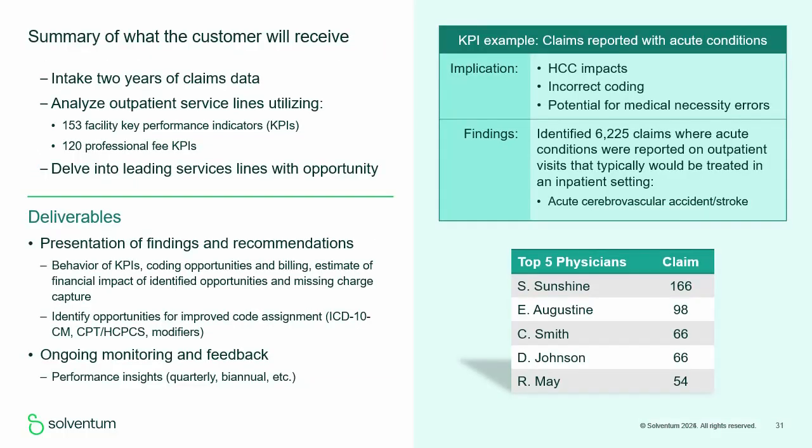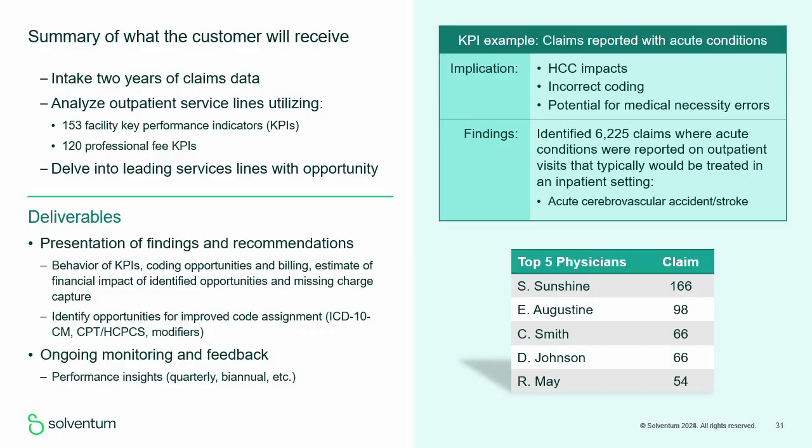This Solventum approach, what does the customer actually get? So here again, just to reiterate a little bit, we intake 2 years of your claims data. We use that data and analyze it against our KPIs. Currently, we have 153 facility KPIs and 120 professional fee KPIs, key performance indicators. The customer will get the findings and recommendations, including opportunities.